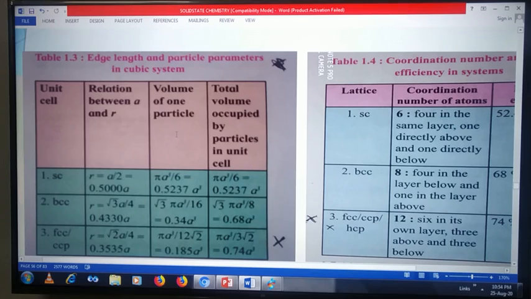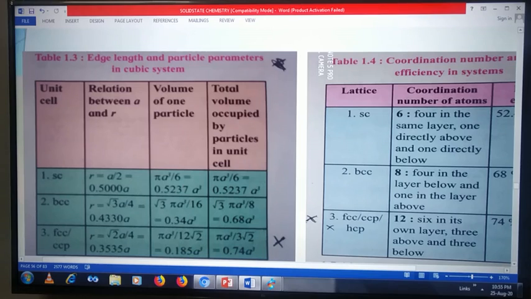Volume of one particle: we know that there is only one particle in the simple cubic. So the volume of that one particle is pi a cube upon 6. From this, 1 upon 6 is nothing but 0.5237, putting in the value of pi, 3.142. So this gives the relation that the volume of one particle is 0.5237 a cube. That means we just put in the value of the edge length and get the volume of the one particle by multiplying by 0.5237.